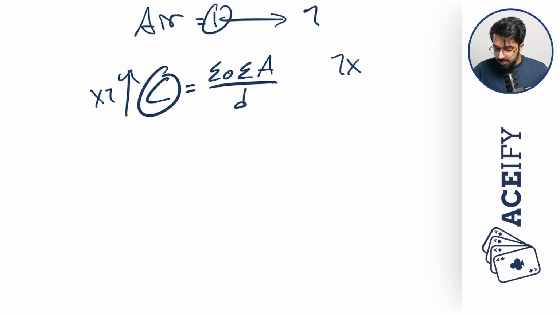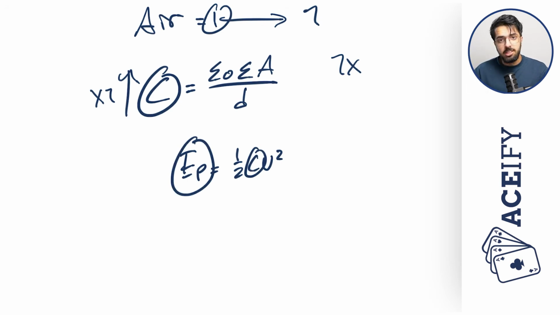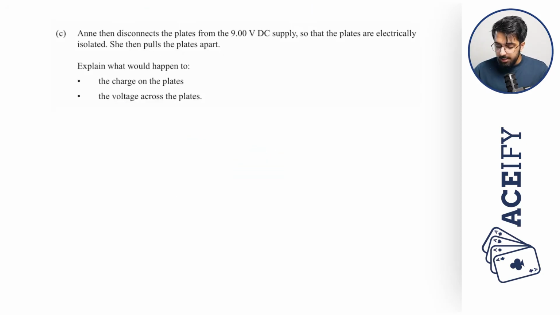Okay, and so therefore, as EP is equal to half CV squared, if our capacitance value has increased by 7 times, therefore the energy stored in the capacitor will also increase by 7 times. Alright, and then Anne disconnects the plates from the 9 volt DC power supply so that the plates are electrically isolated.